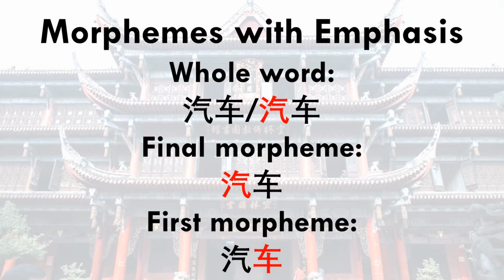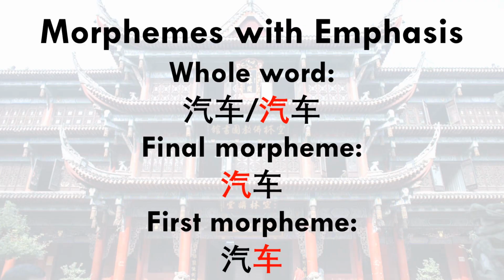You could emphasize both syllables and say 汽车是汽车, or you could just emphasize the last one. You could say 汽车 and not really emphasize the fourth tone of the qì part. So for the whole word, you could do 汽车, it's cars, not trees.